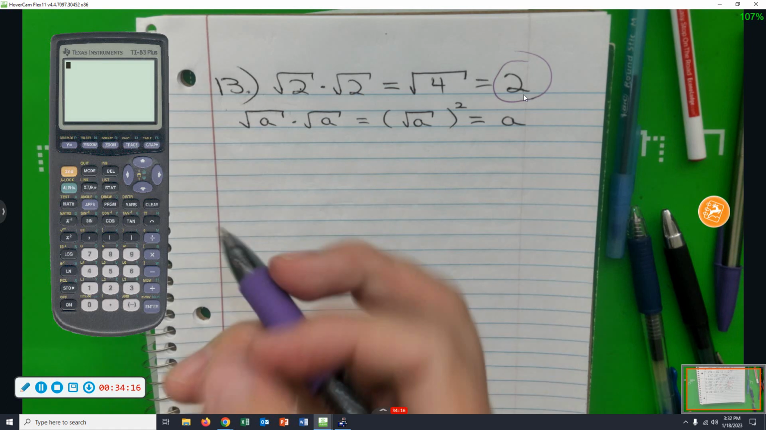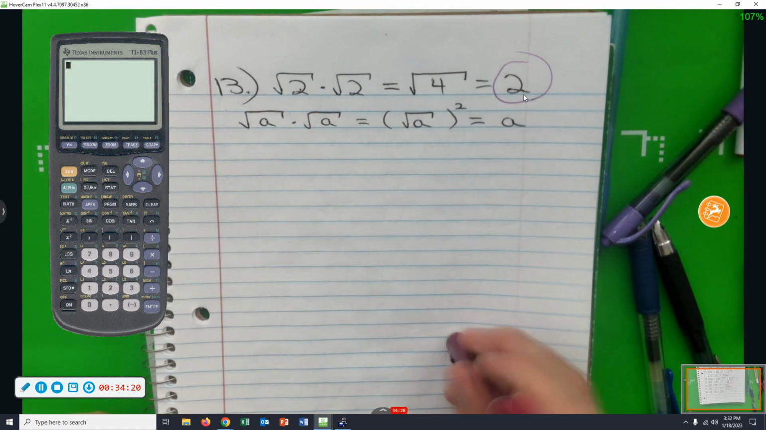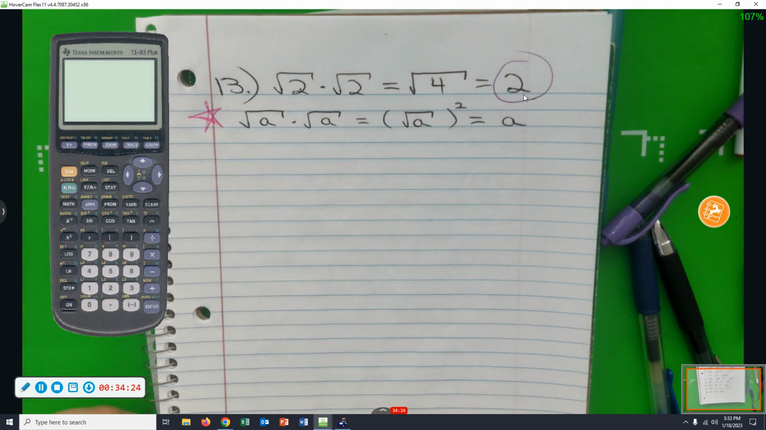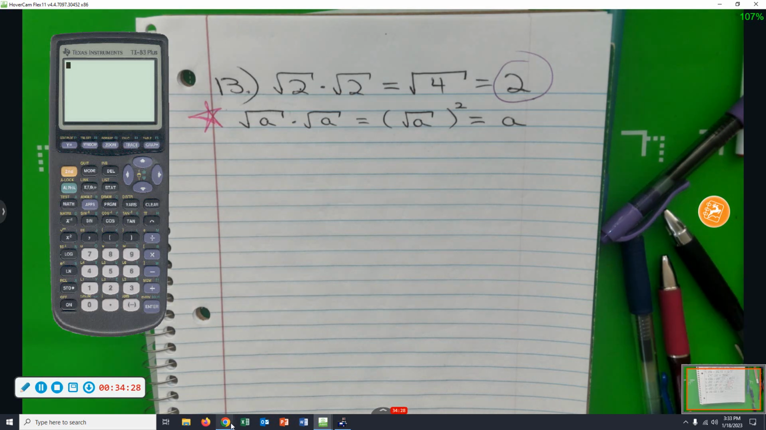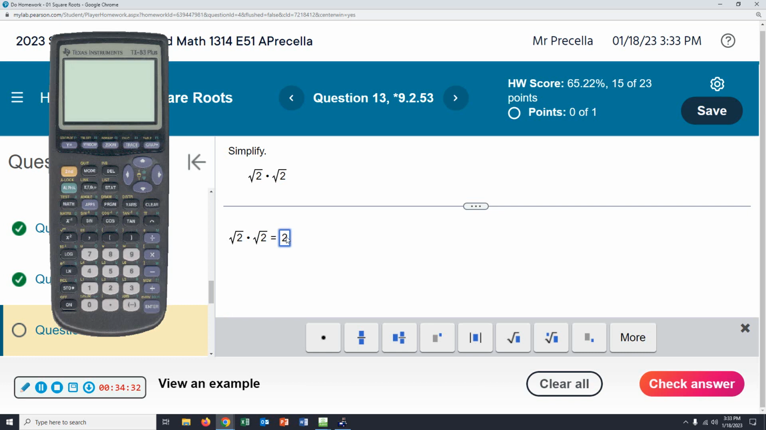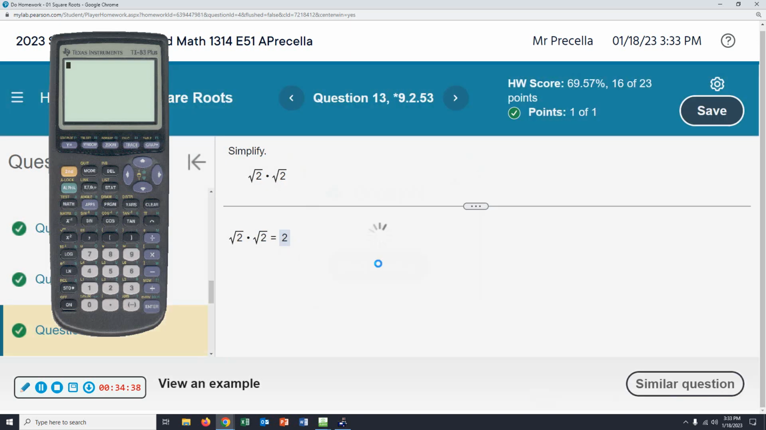I usually put a red star by it, but for some reason I don't have any red ink. How about a pink star? Okay. We'll put a pink star. Important rule. Did you type in that answer for number 13? 2.